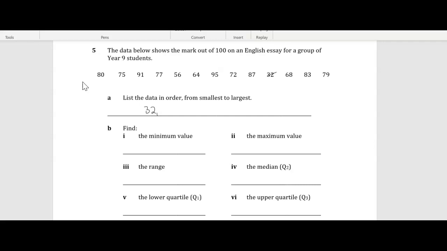32, nothing in the 40s, then moving into the 50s. So we've got 56. 60s, so I've got 64. And then we've got a 68. Moving into the 70s, so I've got a 72. 75. 77. And 79.